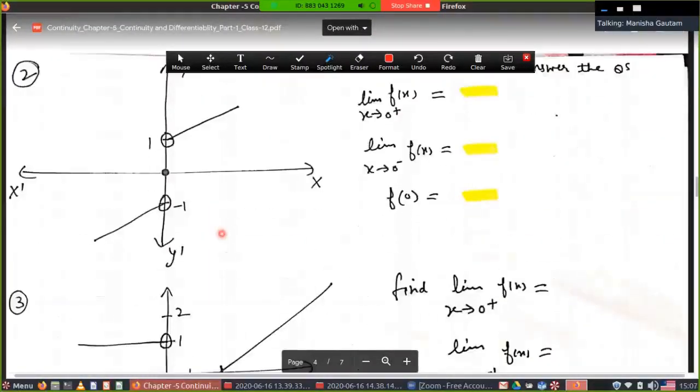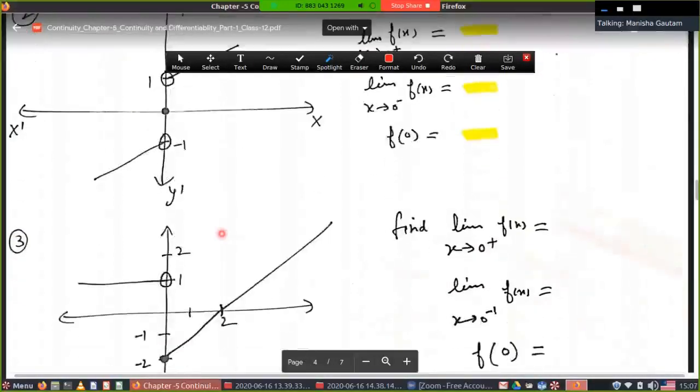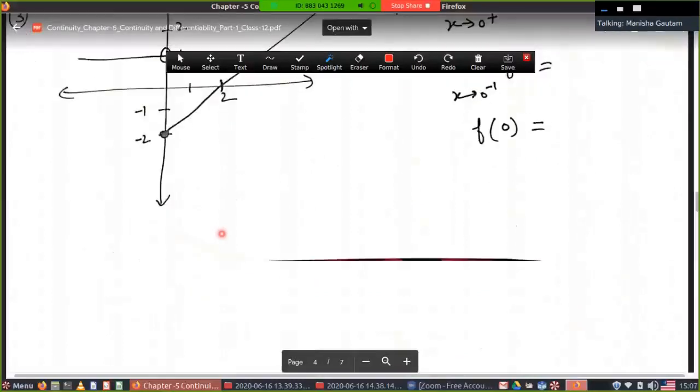Do these questions on your own. Find out the left hand limit, right hand limit, and the value at the particular point which is given to you, and whether these 3 are equal or not. If these 3 are equal, then the function is continuous. Otherwise, the function is not continuous. Try to find out the answers of these 2 questions, second and third.